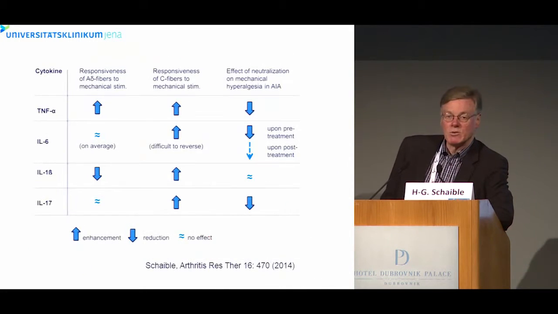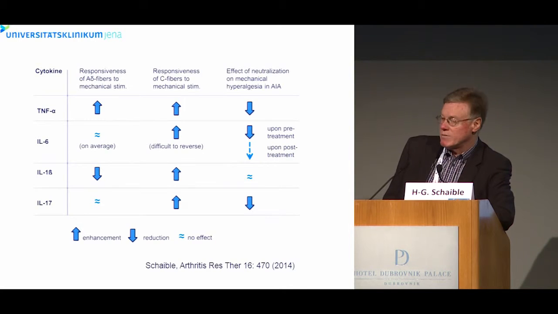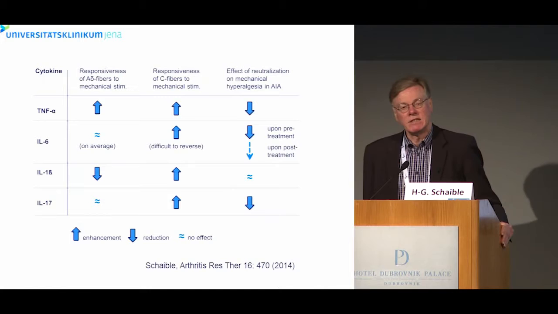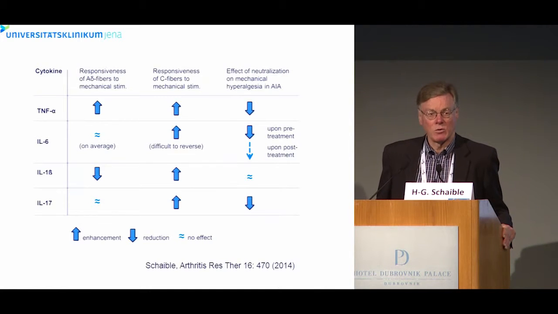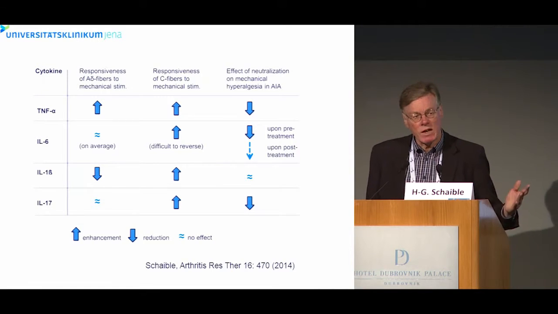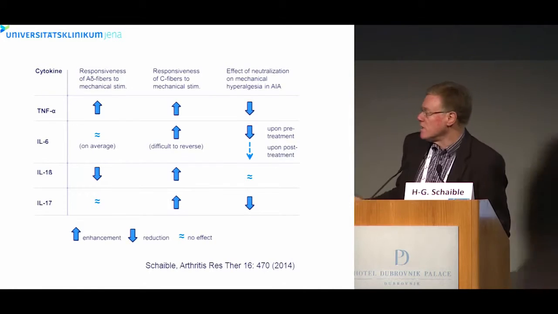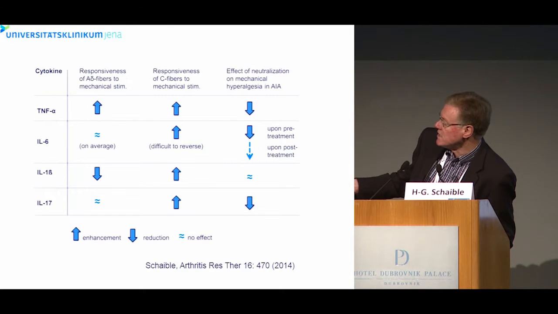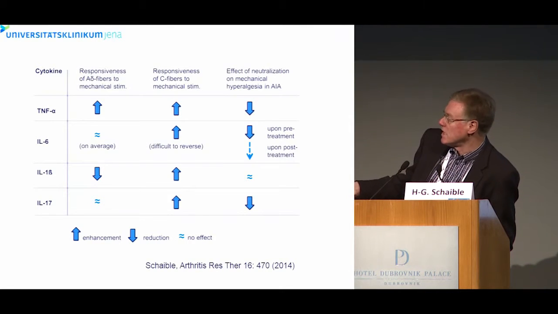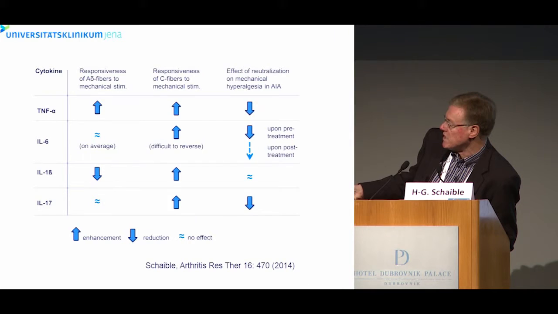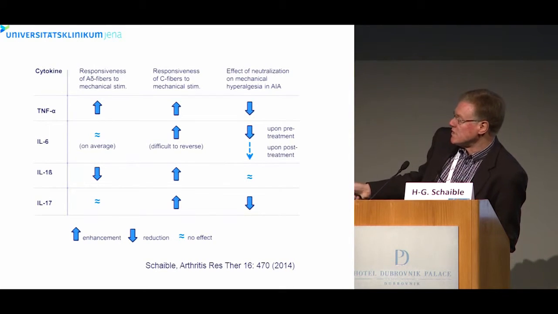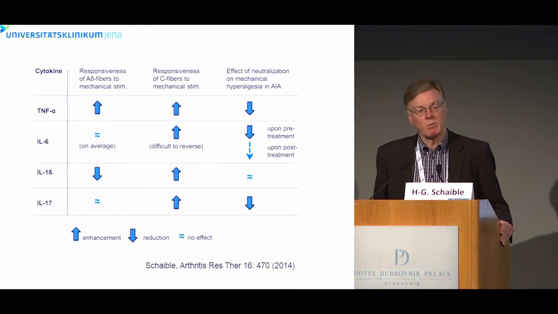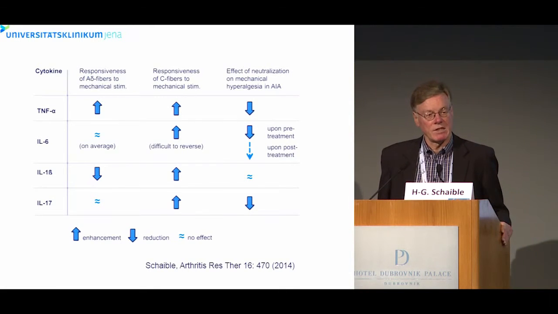I don't want to go into many details. We looked at several cytokines. Interestingly, each of these cytokines has a different profile. They are not all doing the same. They're doing more or less the same on C-fiber responses, but you see very many differences in A-delta responses. So some cytokines may even reduce the A-delta activity and increase the C-fiber activity. And this is reflected to some extent in what we see in the behavioral experiments when we neutralize these cytokines.